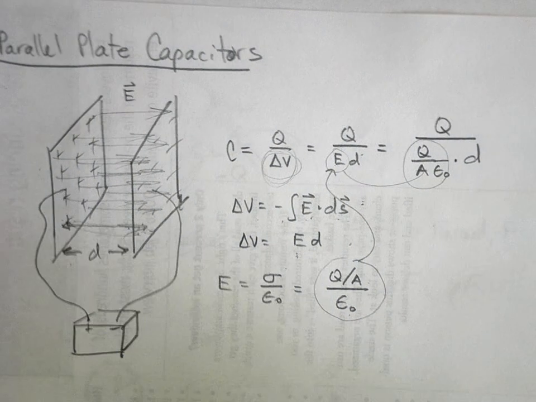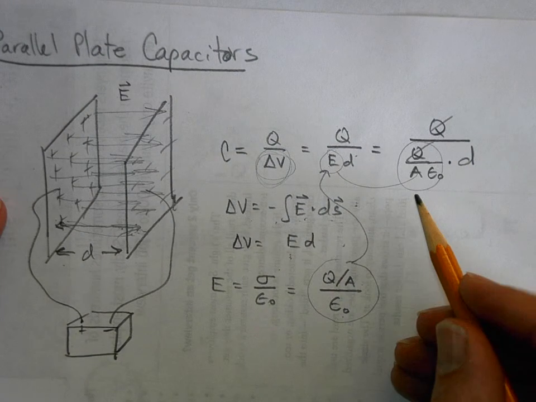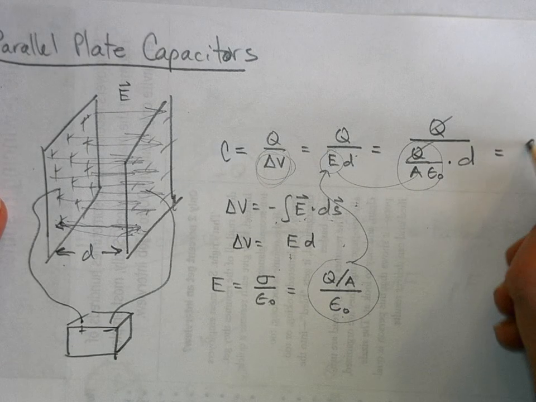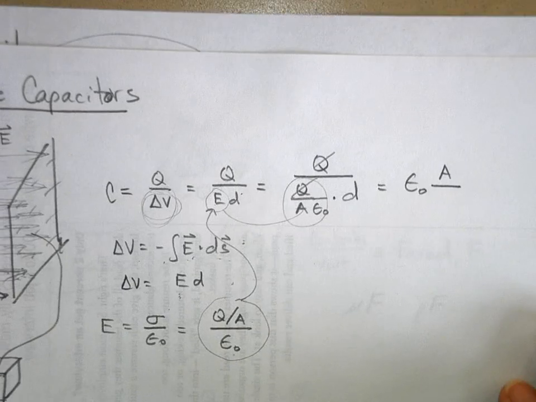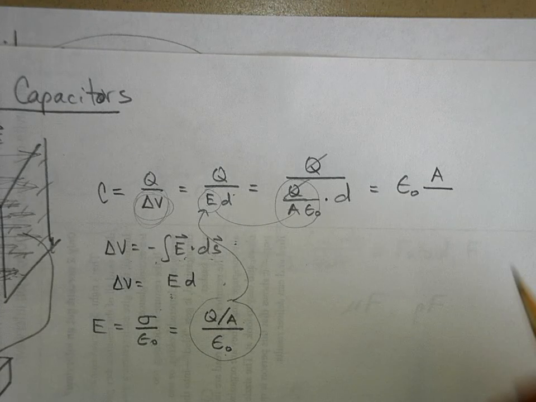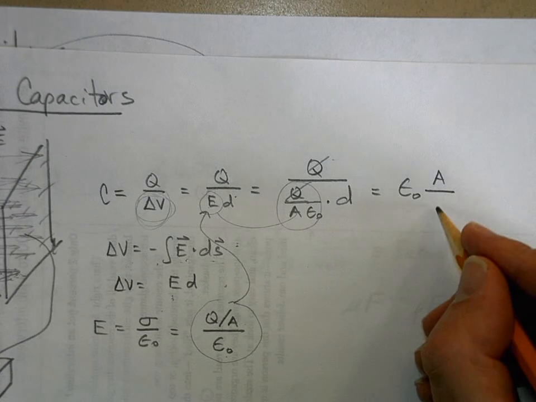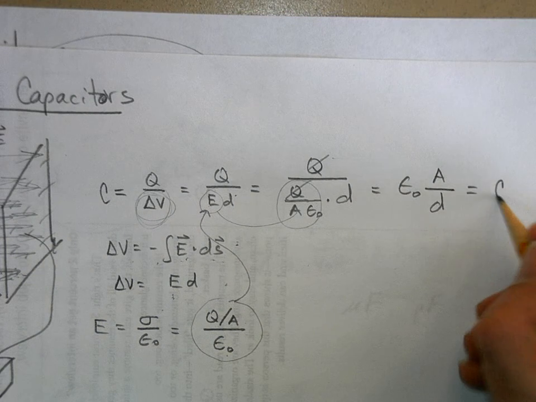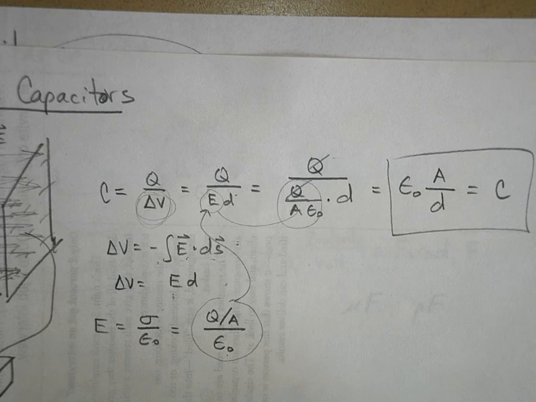And we've done it. We're done. We just got to clean it up. The charge will cancel. And when you flip everything around, you get epsilon naught times the area, right? It flips up to the top, divided by D. And this is the capacitance for a parallel plate capacitor. This makes total sense.